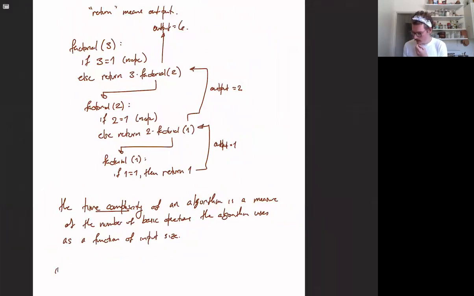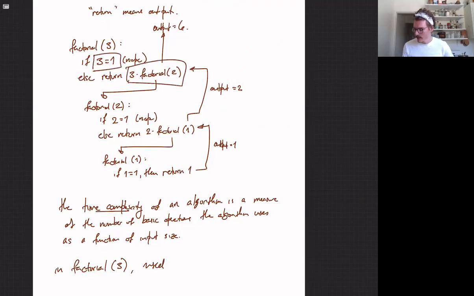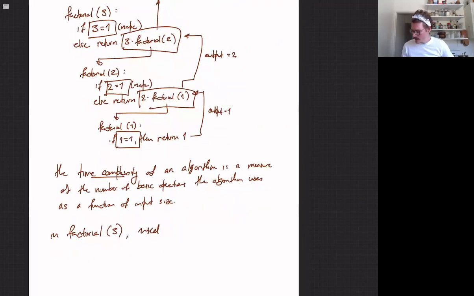So in factorial 3, what are the kind of basic operations we're talking about? We're talking about things like comparisons, additions, multiplications, basic operations like that. So here is a comparison, and here is a multiplication, and here is another comparison and another multiplication, and here is another comparison. So this algorithm used 3 comparisons and 2 multiplications.